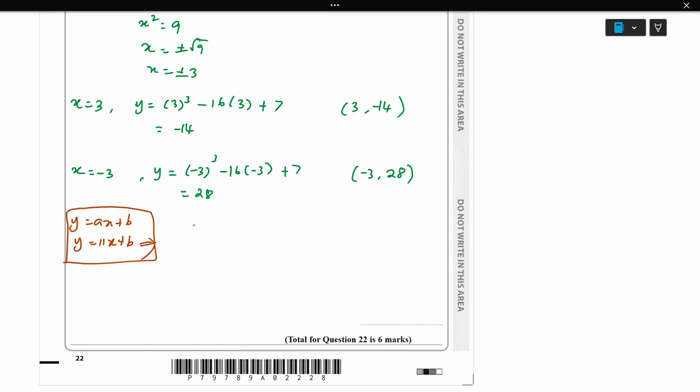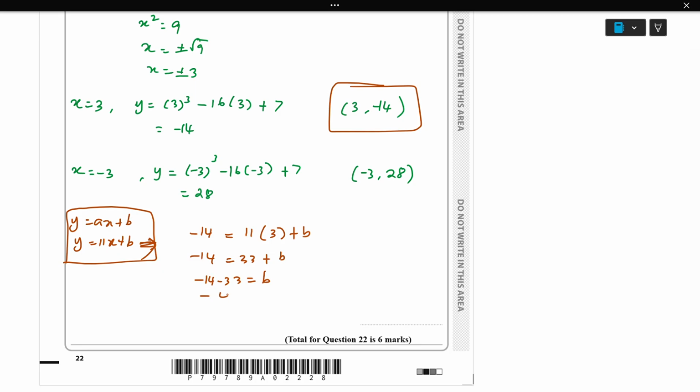I'll use the first coordinate, I'll plug in here, so -14 equal to 11 into 3 plus b. So -14 equal to 33 plus b, you bring the 33 here, so -14 minus 33 equal to b, -47 equal to b. We got one value.